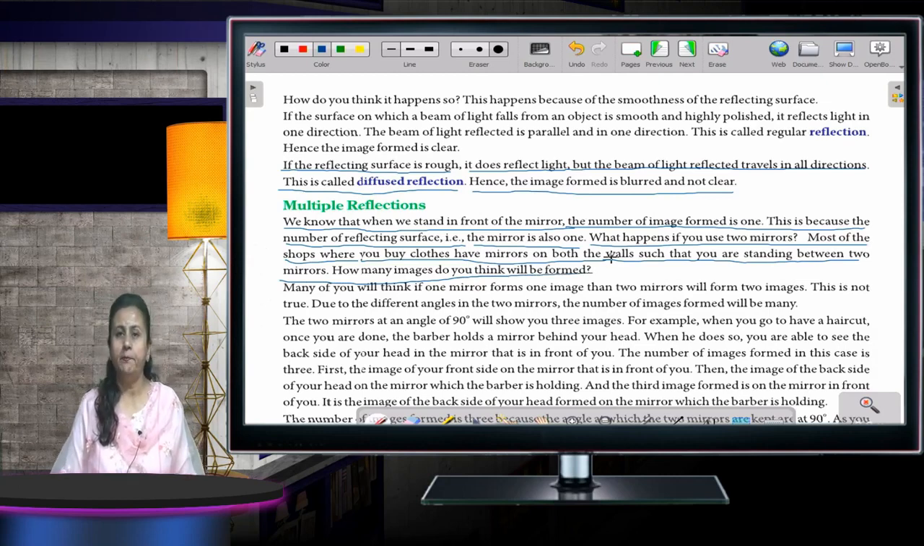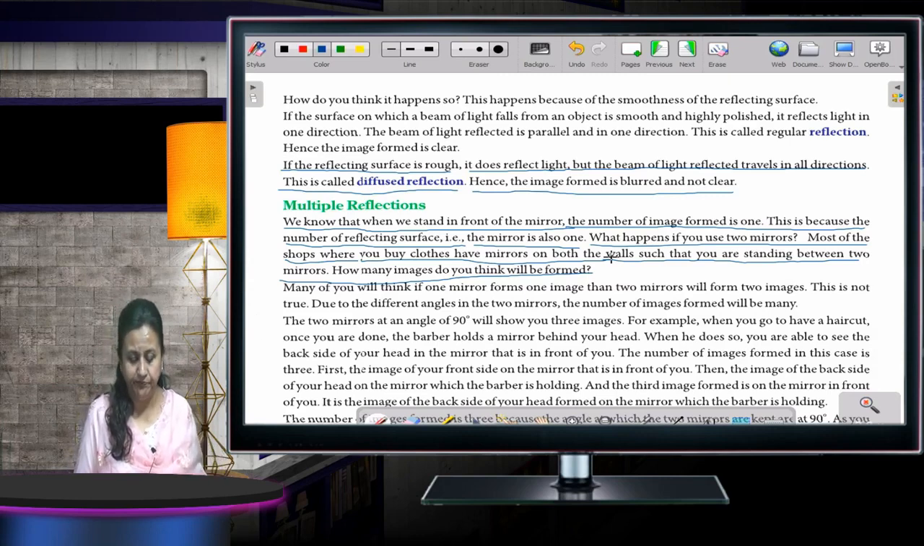You go for shopping, you go to salons also for your haircut. Once he uses 1 mirror, and once you have got your haircut, he uses 2 mirrors. Now one is in front of you and the other one is at the back of you. So how many images would you find that time? Many of you will think if 1 mirror forms 1 image, then 2 mirrors will form 2 images. No children, it is not like that. This is not true. Due to different angles in 2 mirrors, the number of images formed will be many.